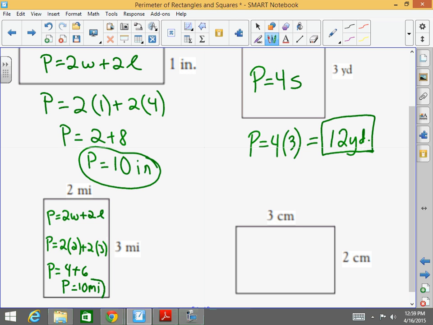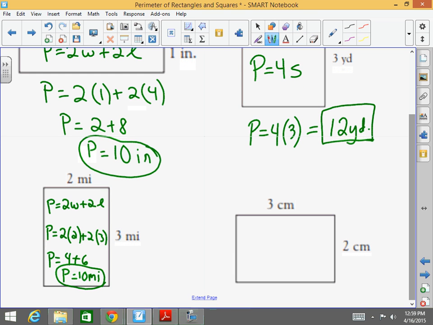Excellent, guys. Pretty simple, right? Okay, what's the shape that I gave you here next? A rectangle again. How do you know it's a rectangle and not a square? The sides are not equal, so therefore it cannot be a square. So, what's the formula for the perimeter of a rectangle? 2 times width plus 2 times length. Very good.